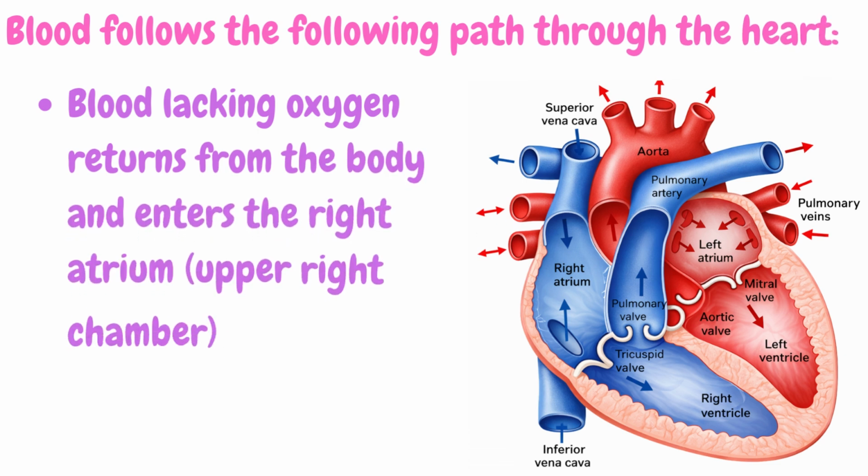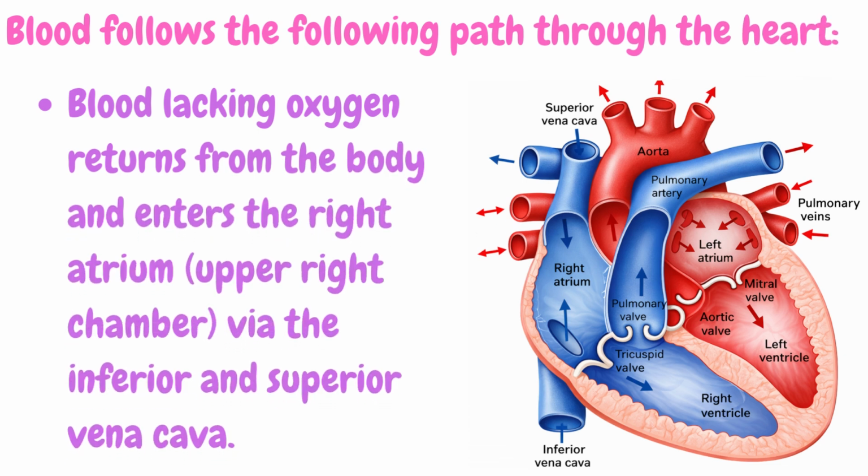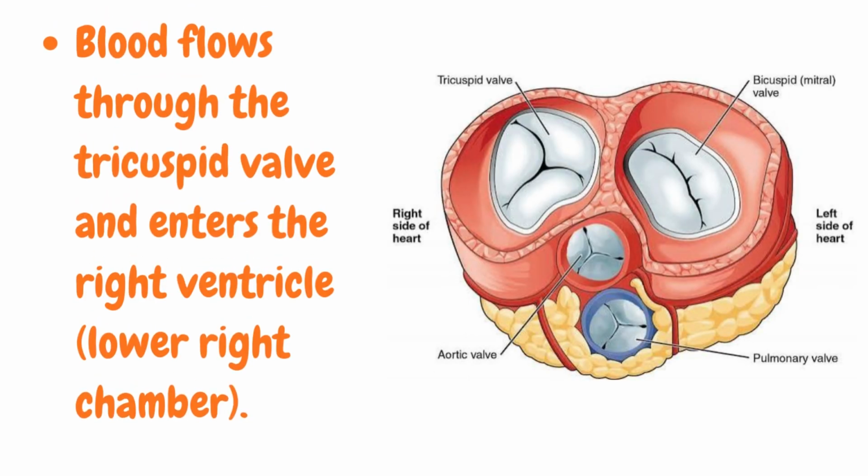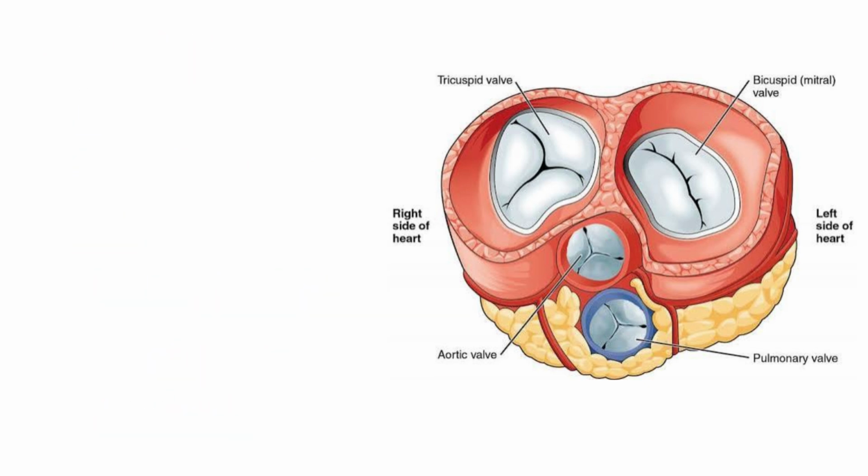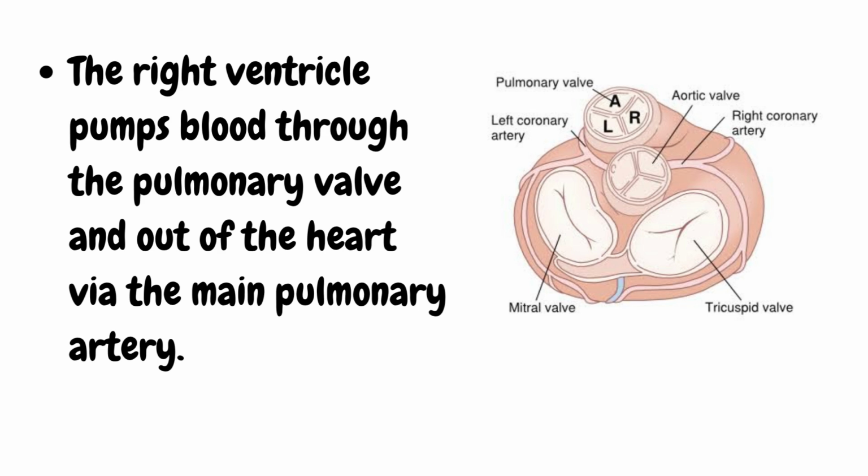Blood follows the following path through the heart. Blood lacking oxygen returns from the body and enters the right atrium via the inferior and superior vena cava veins. Blood flows through the tricuspid valve and enters the right ventricle. The right ventricle pumps blood through the pulmonary valve and out of the heart via the main pulmonary artery.